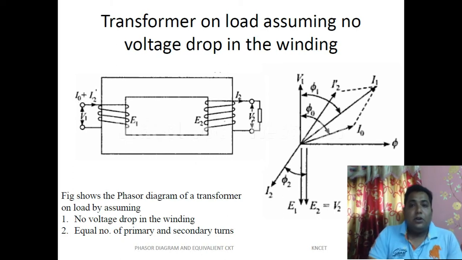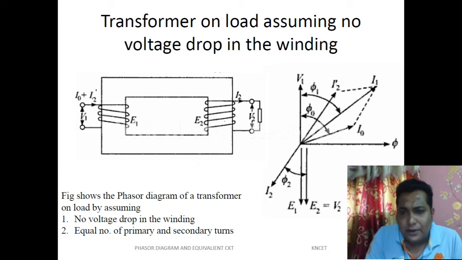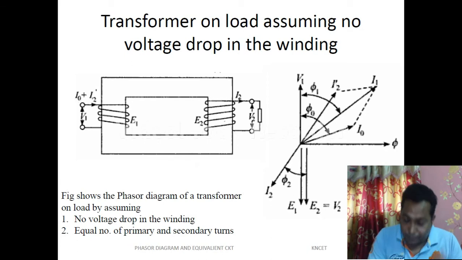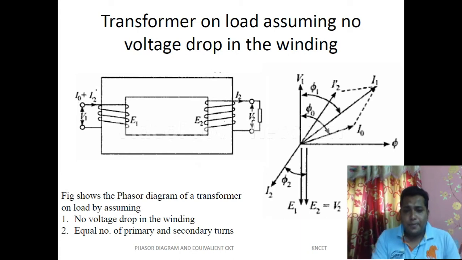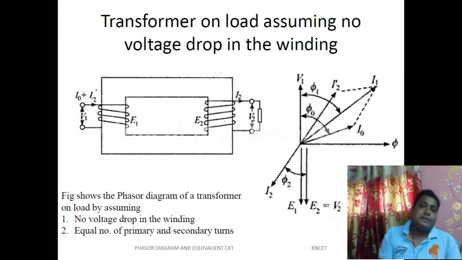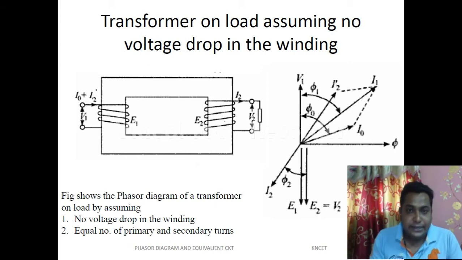Transformer on load, assuming no voltage drop in the winding. Until now, before this slide, we have been assuming that the winding has some resistance, and due to that there are some losses, and due to those losses some voltage drops appear. Now if we assume that no voltage drops appear, what will happen? Whatever supply voltage we have given will reach the secondary side.